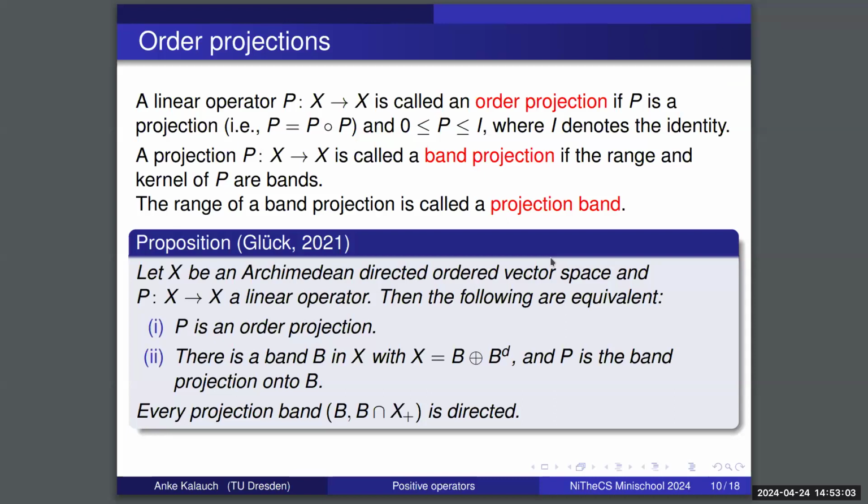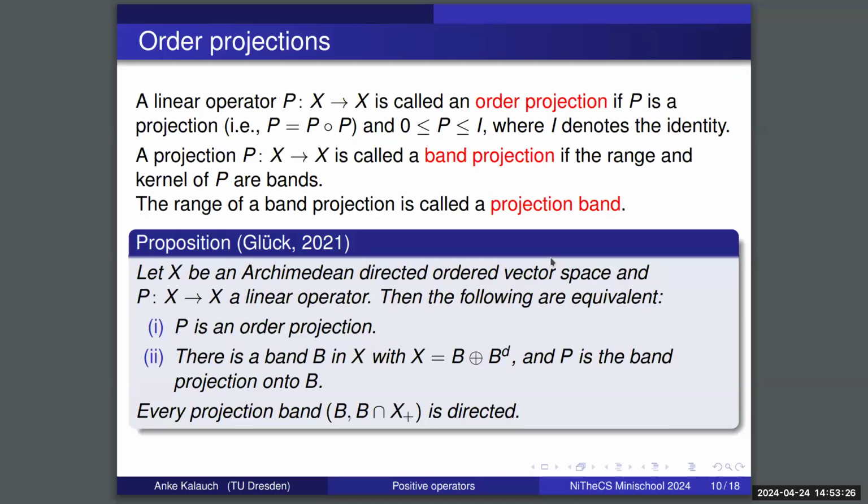So the difficult part of this proposition is if I start with a projection to split the space. So how does one get the B out of the P? Take the range space of the order projection. Then you have to show that it has the right properties.